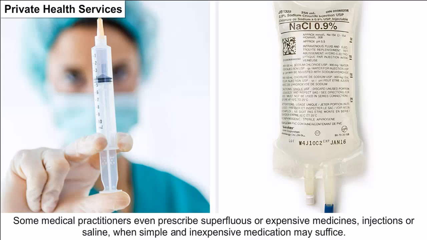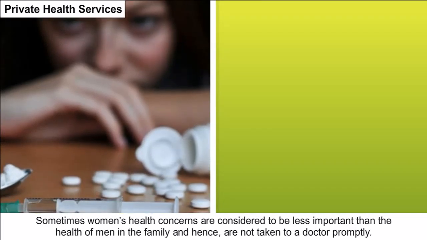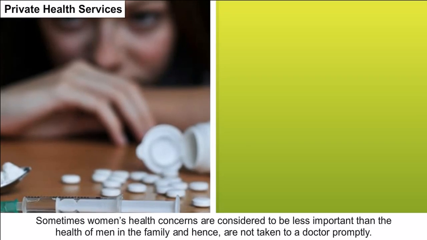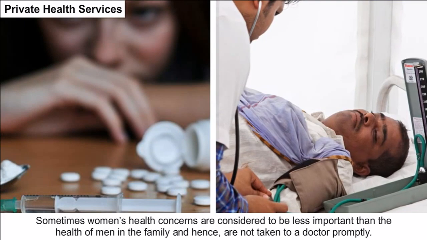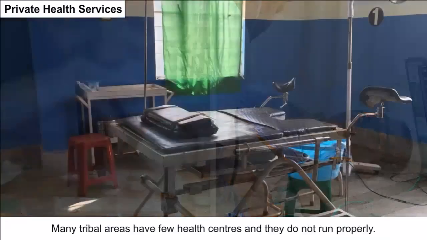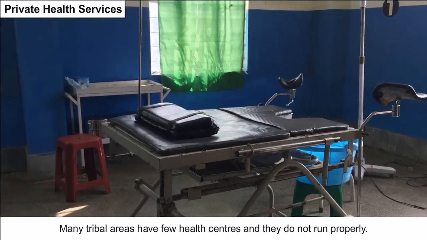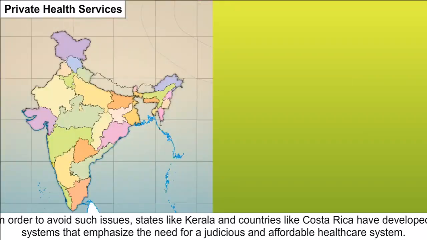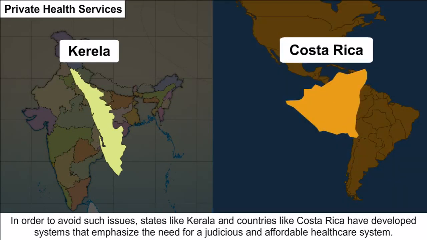Sometimes women's health concerns are considered to be less important than the health of men in the family and hence are not taken to a doctor promptly. Many tribal areas have few health centers and they do not run properly. In order to avoid such issues, states like Kerala and countries like Costa Rica have developed systems that emphasize the need for a judicious and affordable healthcare system.